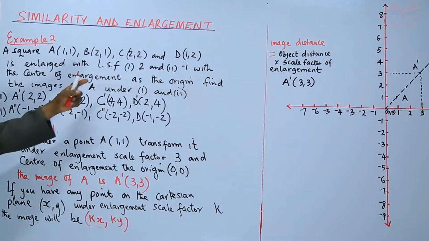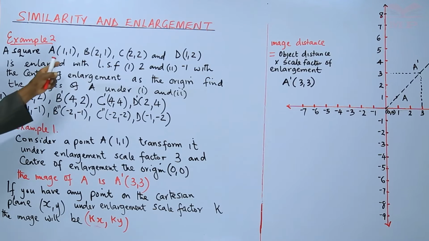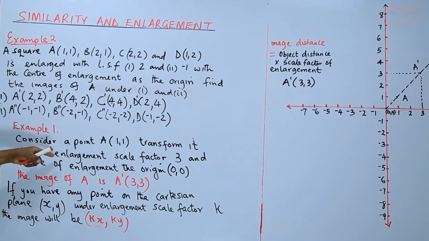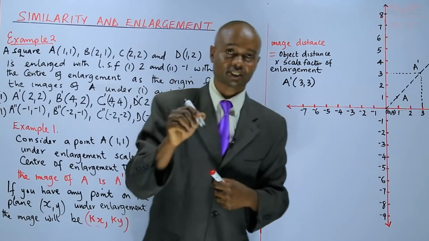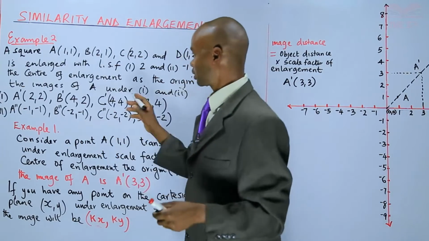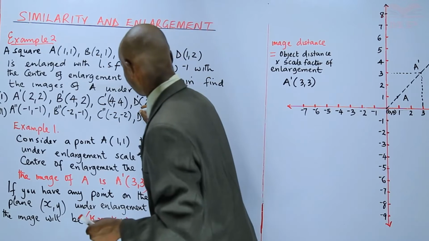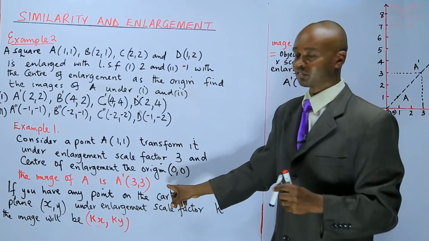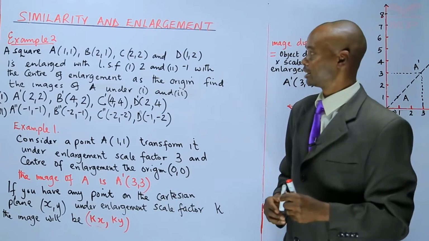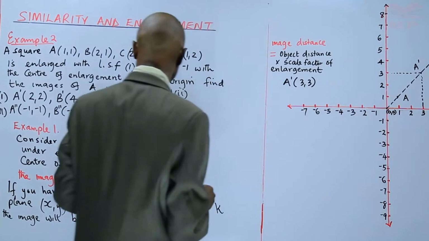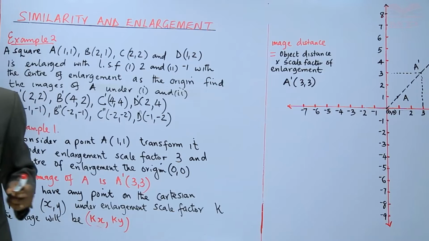So where was the emphasis? You take the scale factor given, multiply by each of the coordinates of the object, you'll get the coordinates of the image. That is, if the center of enlargement is the origin. So as we note, those are the images under those enlargements. Note what has happened. This is very important. We are going to look at another example, example 3.